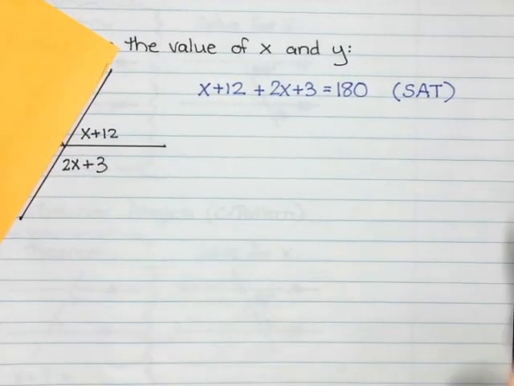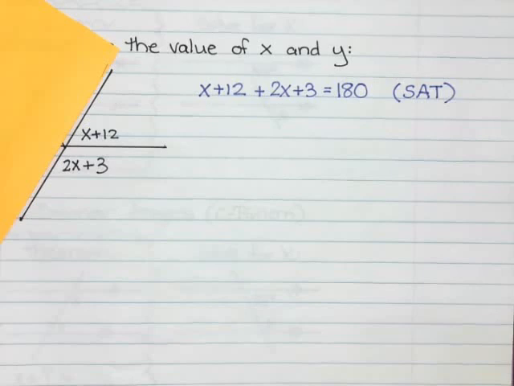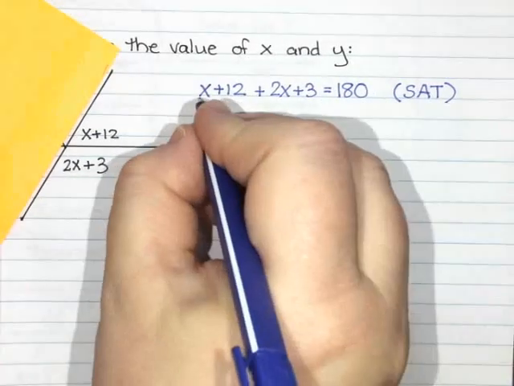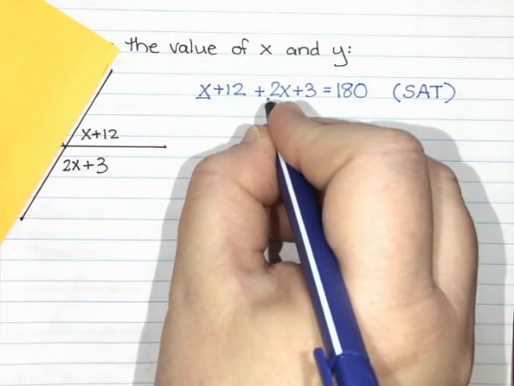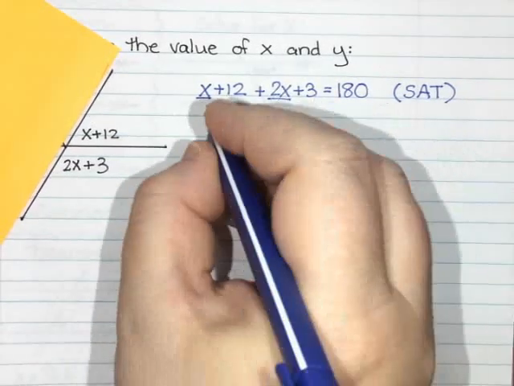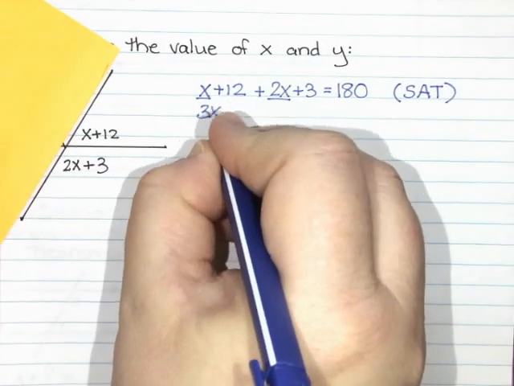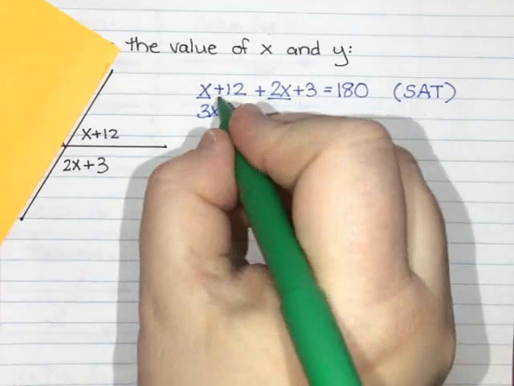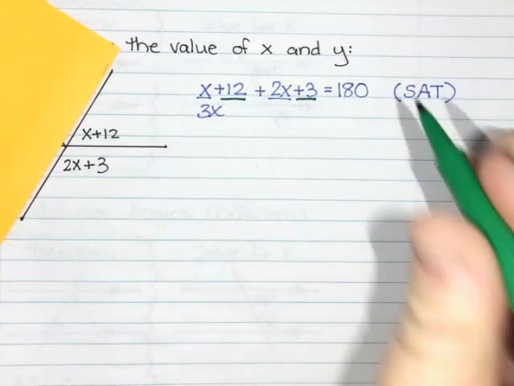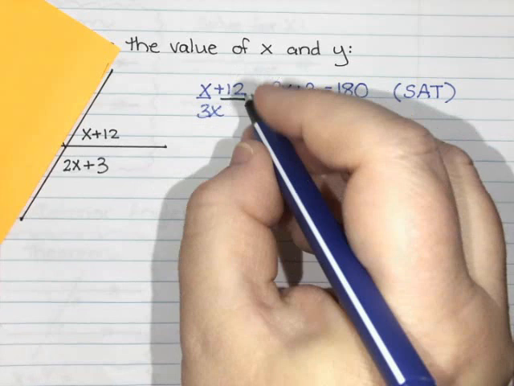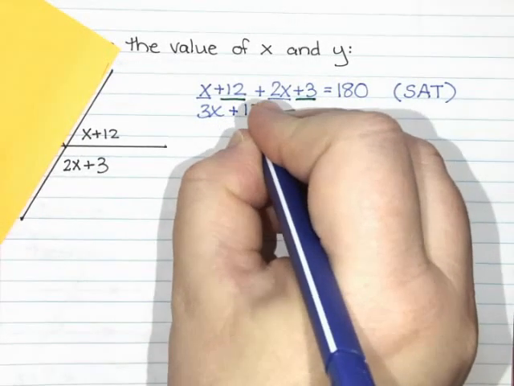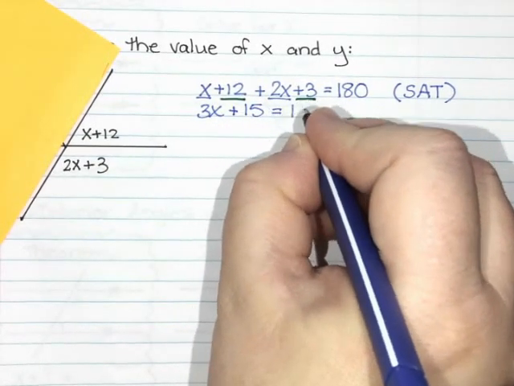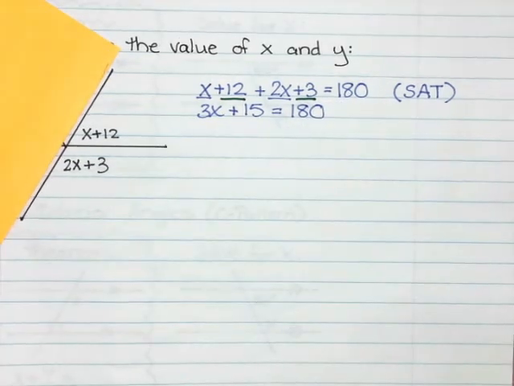And now that I have an equation, I'm just going to solve it. I do notice I have 4 terms on this side, which means some of them have to be like terms. So I've got an x and I have 2x. So x plus 2x makes 3x. And then I have a 12 and a 3. 12 plus 3 is 15. And that equals 180.